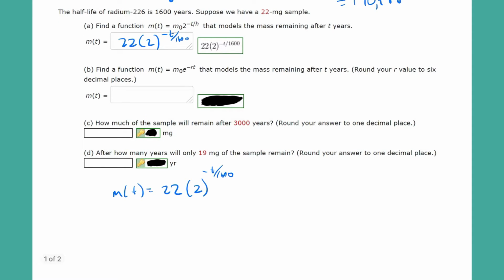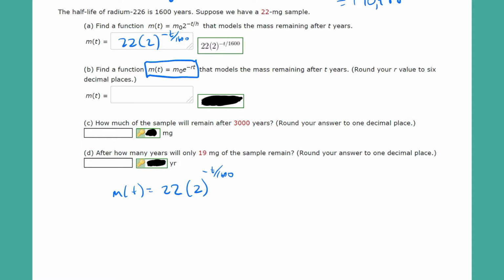For the second part, they want us to use a different model, this model that we used up above. Notice there's a negative in front of the r. That just tells you that it's a decay instead of a growth. So to find that, we already know m sub 0 is 22. We need to find the decay rate, r. So in order to find r, we're going to have to first figure out what the half-life is.